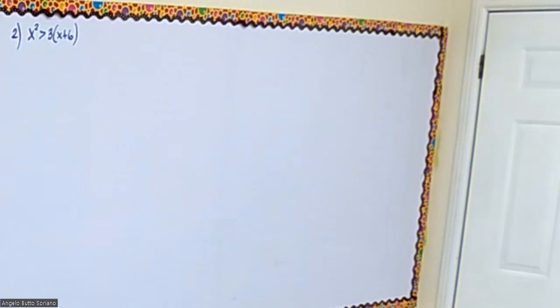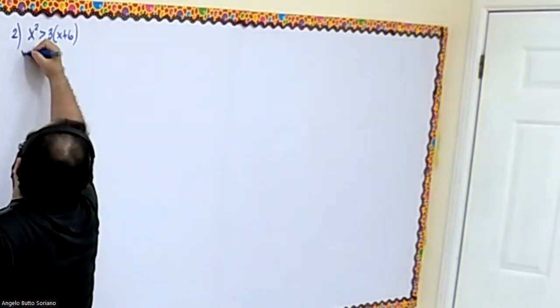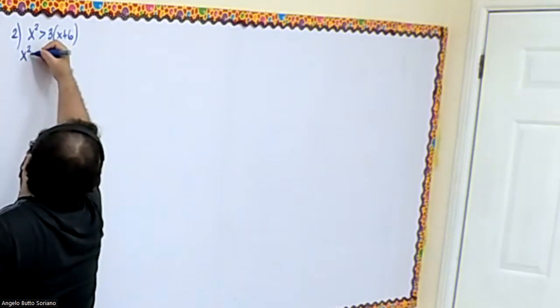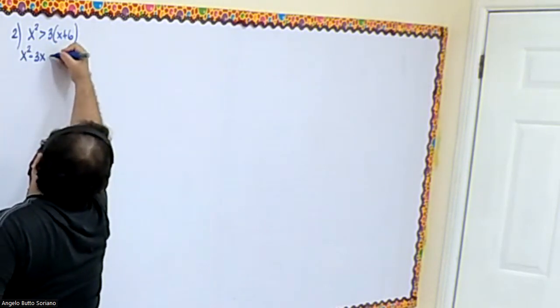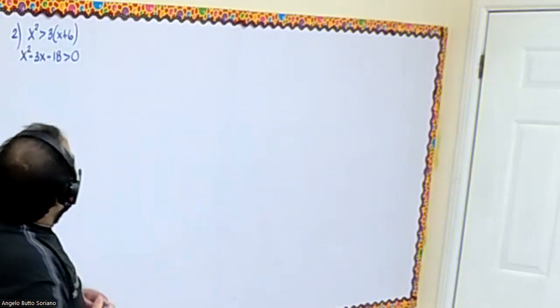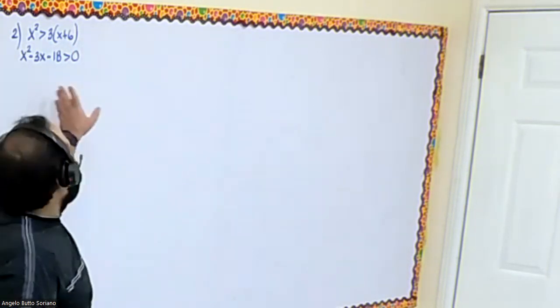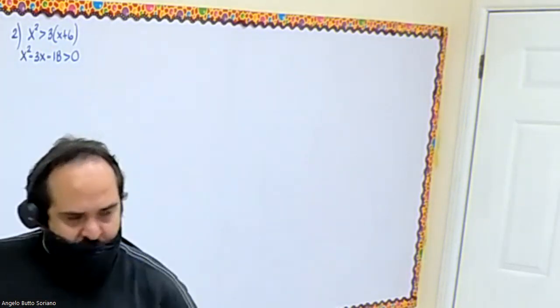For obvious reasons, we have to apply the distributive property between 3, x and 6. That will be 3x plus 18. But remember, this inequality is supposed to be greater than 0 or less than 0, depending on the case. So what I'm trying to explain to you, we're going to move these two expressions to the left side. And we got x squared minus 3x minus 18 greater than 0. Because these two terms move to the left side and transform into negative numbers, all right?